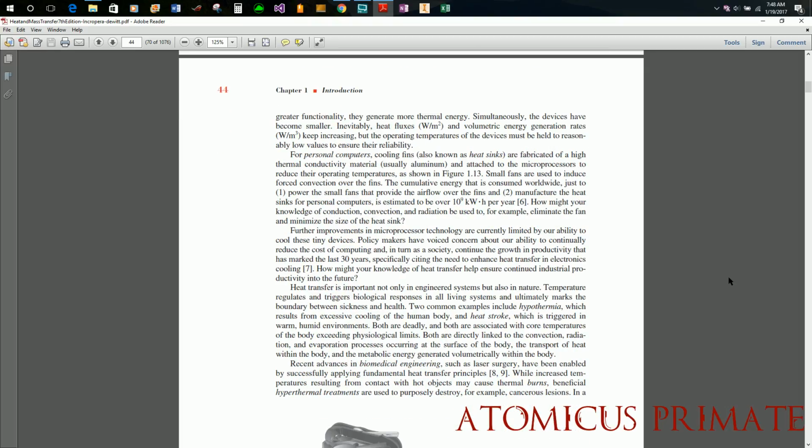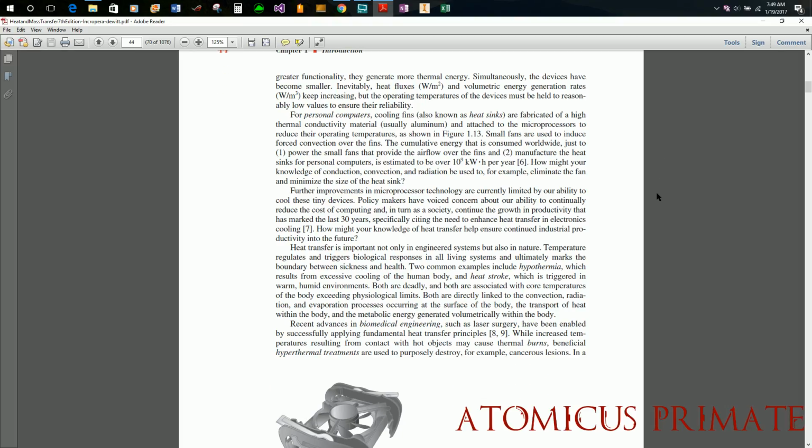Further improvements in microprocessor technology are currently limited by our ability to cool these tiny devices. Policymakers have voiced concern about our ability to continually reduce the cost of computing and, in turn, as a society, continue the growth in productivity that has marked the last 30 years, specifically citing the need to enhance heat transfer in electronics cooling. How might your knowledge of heat transfer help ensure the continued industrial productivity into the future?